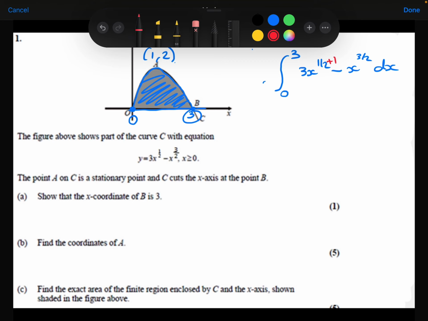Second term, again, we're going to add 1 to the power there. So 3 over 2 plus 1 becomes 5 over 2. We're going to divide by that new power, 5 over 2. Dividing by 5 over 2 is the same thing as multiplying by 2/5. So we get 2/5 of the x to the power 5 over 2.